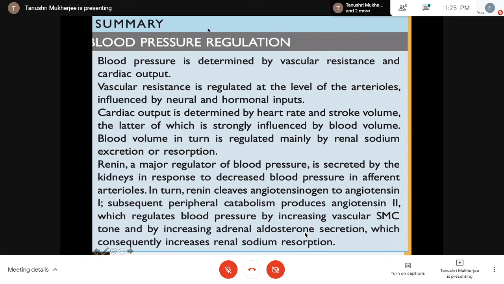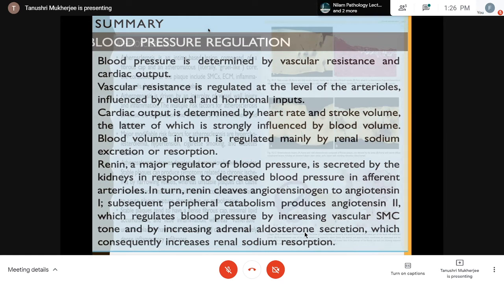And renin, a major regulator of blood pressure, is secreted by the kidneys in response to decreased blood pressure in afferent arterioles. Renin cleaves angiotensinogen to angiotensin. Subsequent peripheral catabolism produces angiotensin II, which regulates blood pressure by increasing vascular smooth muscle cell tone and by increasing adrenal aldosterone secretion, which consequently increases renal sodium resorption.